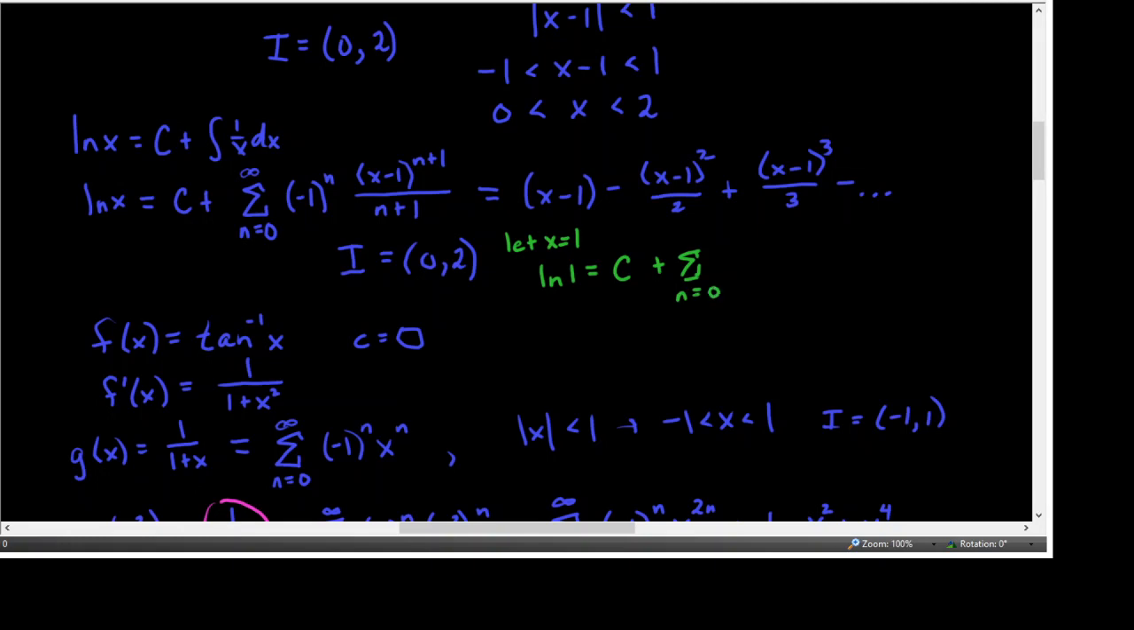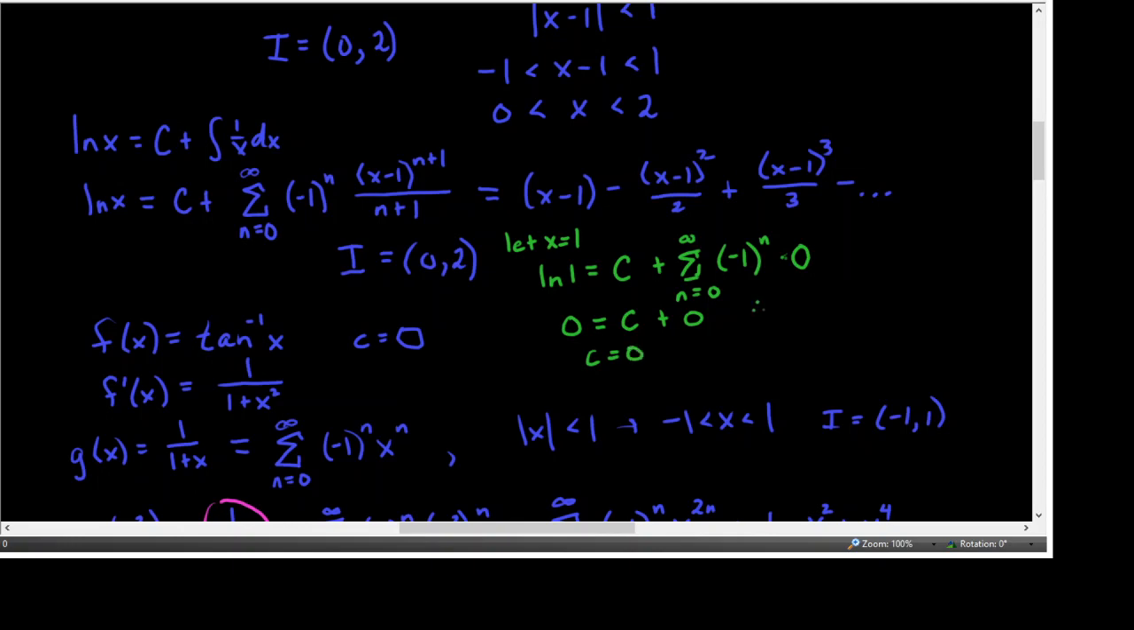We already figured that out. To infinity of -1 to the nth times, let's see, we're putting 1 in. 1 minus 1 is 0. 0 to the n plus 1 is 0. 0 divided by n plus 1 is 0. So again, we're going to get a whole bunch of zeros. On the left side, natural log of 1 is 0, equal to c plus the sum of a whole bunch of zeros, which is 0, and so c is 0.